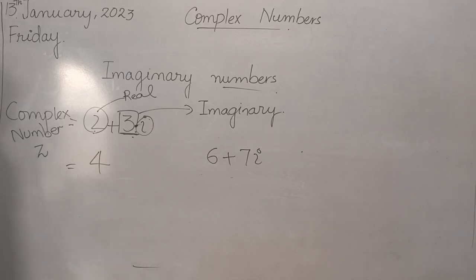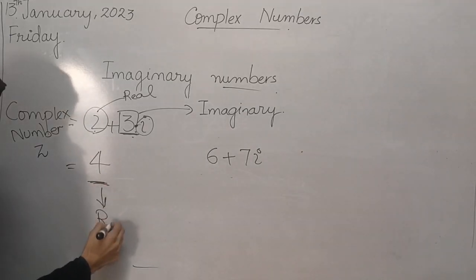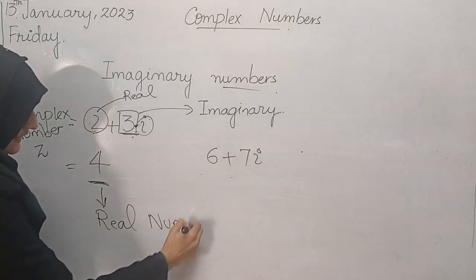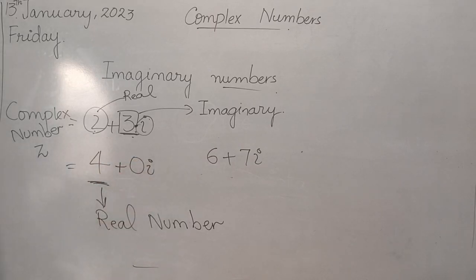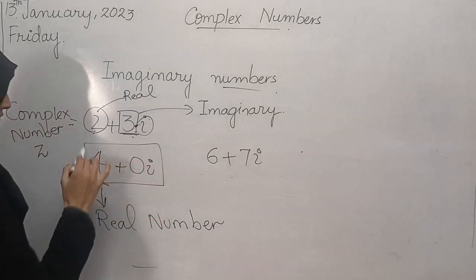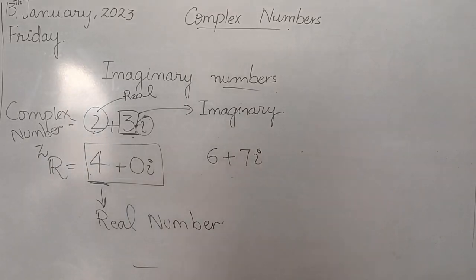Next is 4. Is it a complex number? No, this is not a complex number, this is a simple real number, but we can write it in the form of complex number as 4 plus 0 iota. Its imaginary part is 0. All real numbers are complex numbers but their imaginary part is 0. Keep it in your mind that all real numbers are also complex numbers.